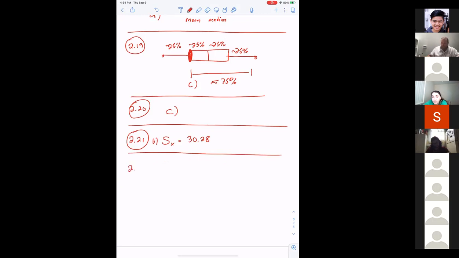Ooh, this is a good question. 2.22. Because I don't think I actually mentioned this in class, or did I? No, we didn't do this in class. What are all the values that a standard deviation can possibly take? A, S must be greater than or equal to 0. B, S must be between 0 and 1. Or C, S is between -1 and 1.